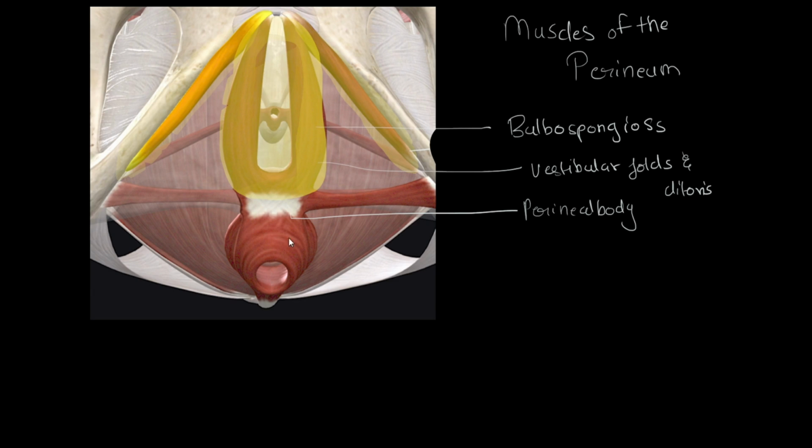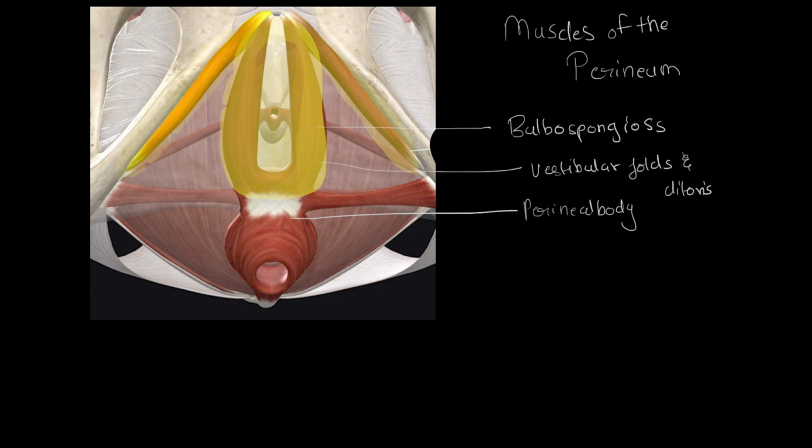The perineal body is basically a mass of muscle fibers that makes an intimate connection between the urogenital perineum and the anal perineum. And they also help in connecting the bulbospongiosus. Bulbospongiosus helps in the maintenance of the vestibular folds and also the clitoris.